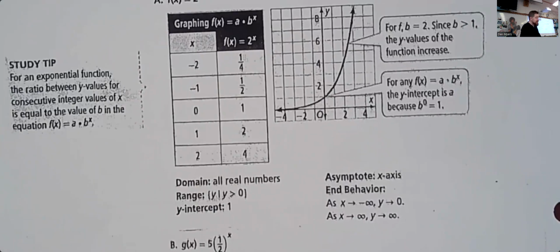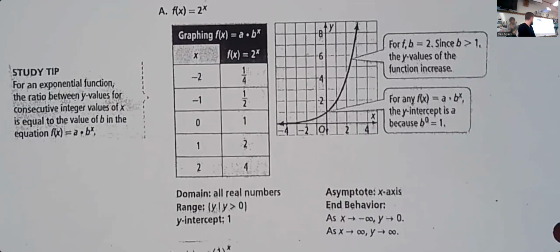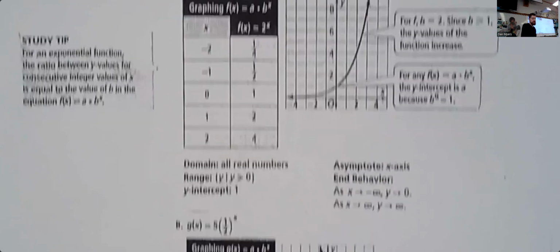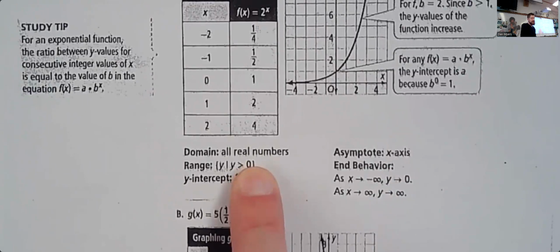All right. So on a particular problem like this, if we look here, we're supposed to state the domain, the range, the y-intercept, the x-intercept, asymptotes, and end behavior. So a lot of description going on. This one goes negative and positive forever on the x-axis. Therefore, the domain is all real numbers. The range.